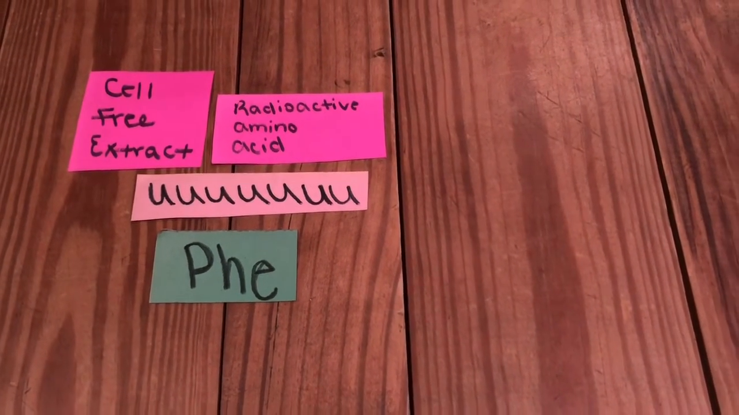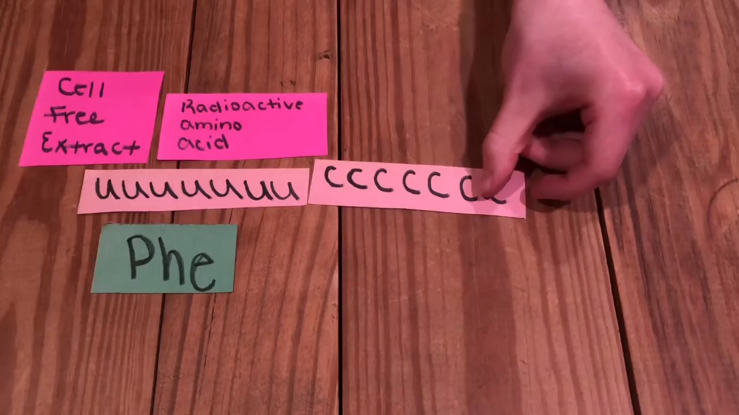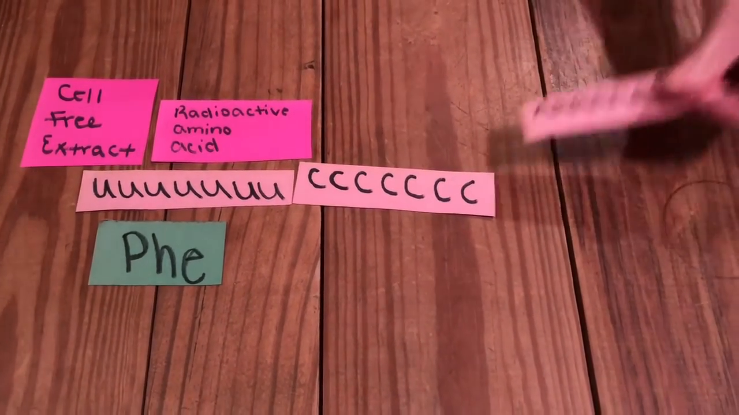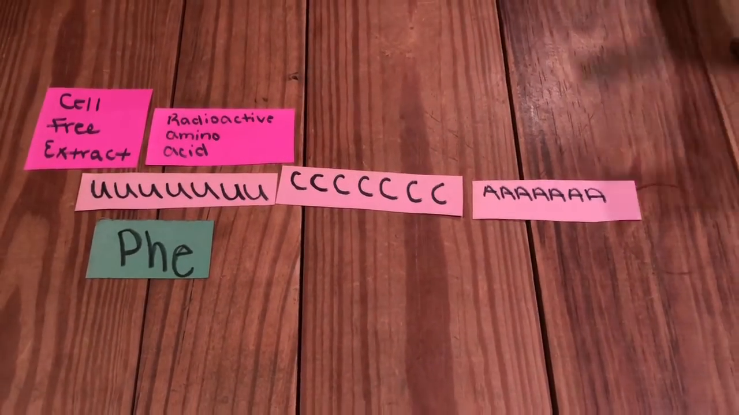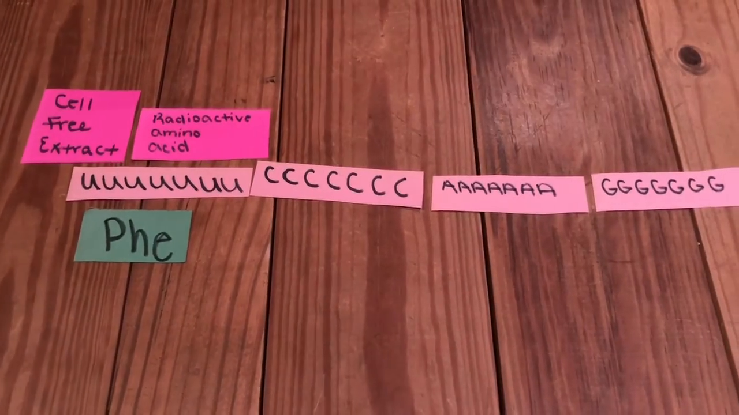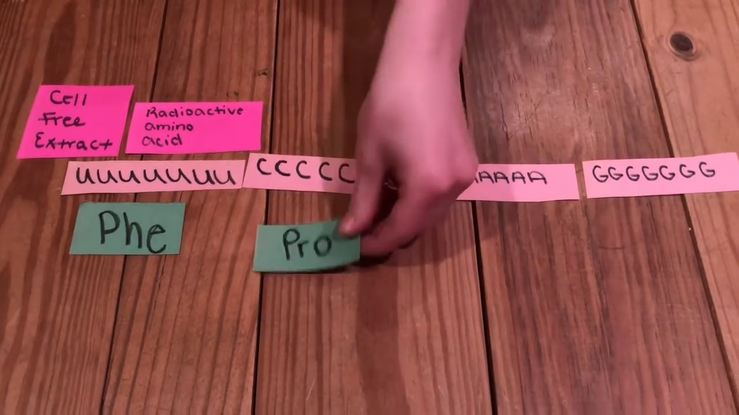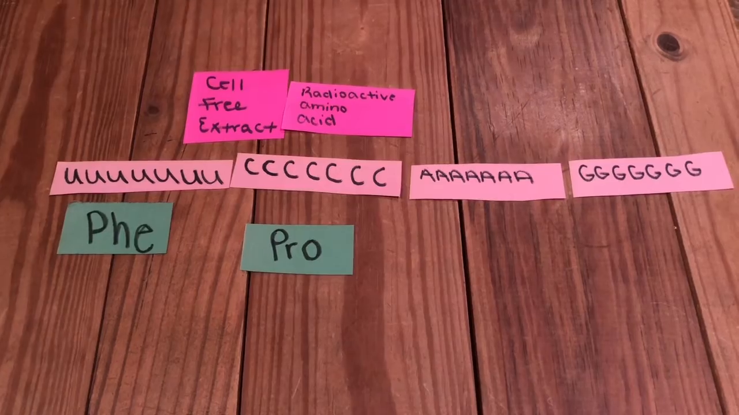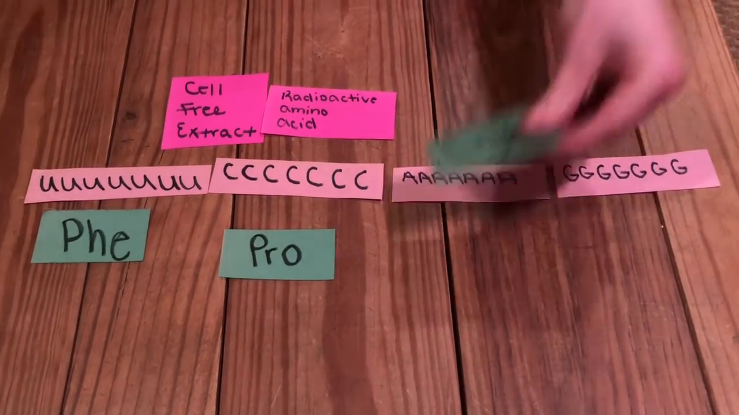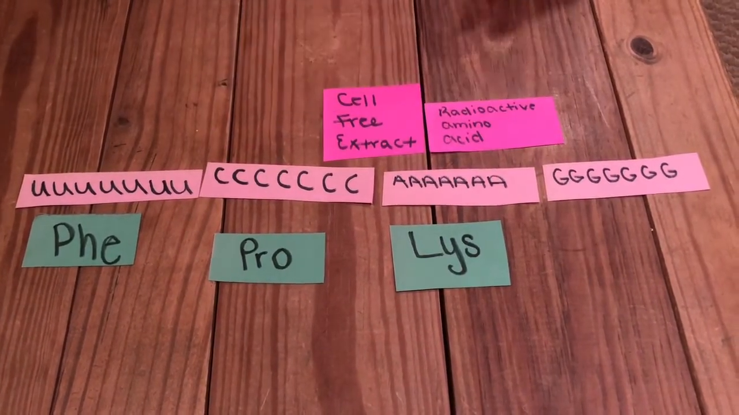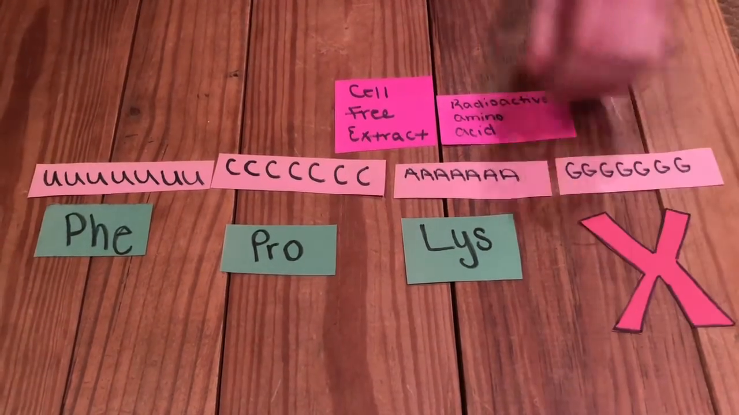They then did the same process with CCC, AAA, and GGG. They found that CCC codes for proline, AAA codes for lysine, and GGG did not code for anything.